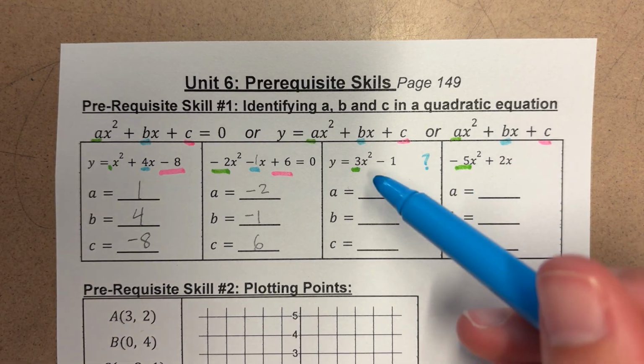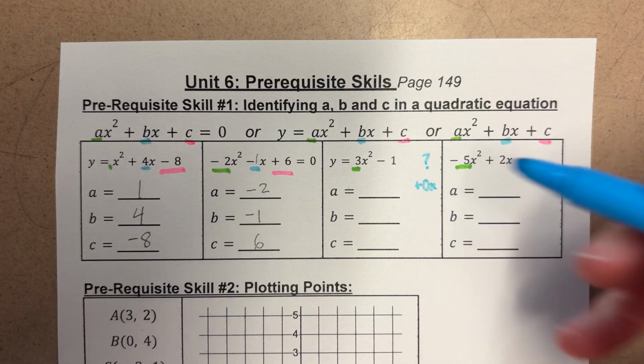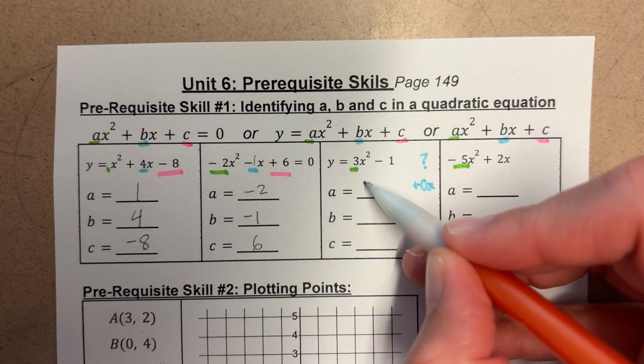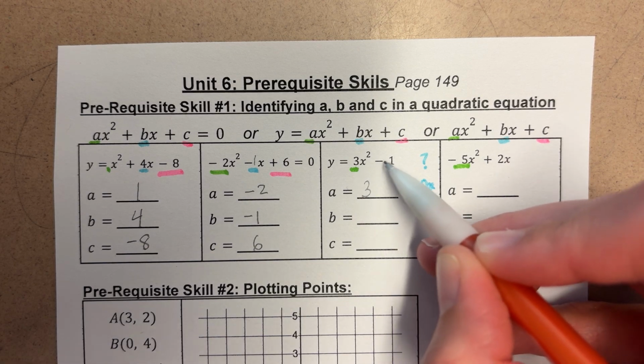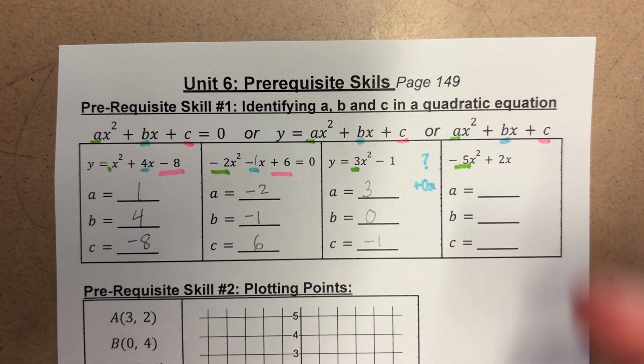Well, there's actually an invisible term right here in the middle. There's a plus 0x, right? And that 0 times x is just 0. So here the a value is 3. The b value, there's no number being multiplied by an x, it's 0. And the c value is negative 1.